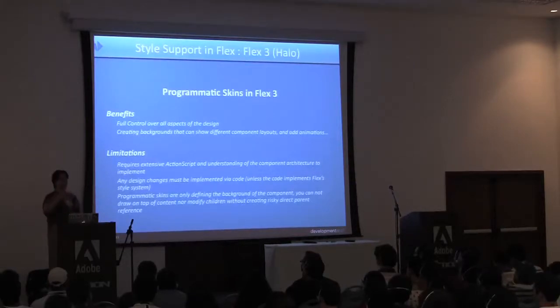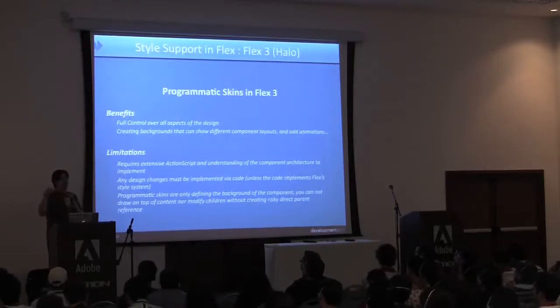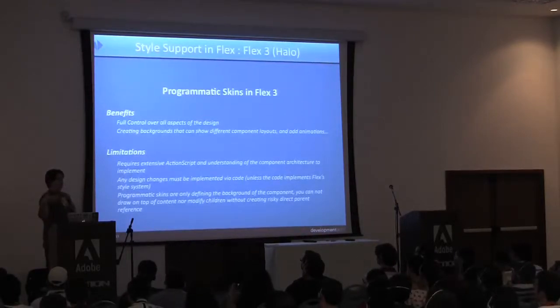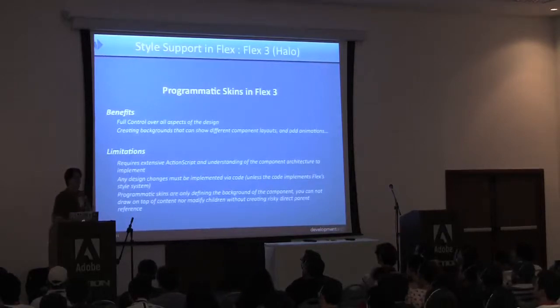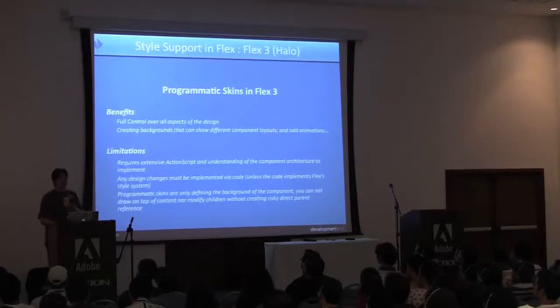Like in a button, that label you can't affect with a programmatic skin, because you're only really changing the background of that component. So there's quite a few limitations. It's powerful, but it took a lot of time and it was really kind of painful for developers to work with. So Adobe kind of listened to the development community and realized there has to be a better way.